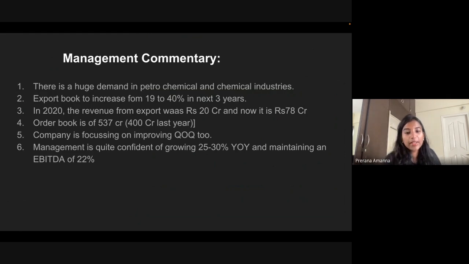So that's one thing. The next is the order book. If you see the order book in March 2023, it is 537 crores. Same time last year, in March 2022, the order book was 400 crores. So even there you're seeing an increase. Now this order book of 537 crores is not going to get executed all in 1 year, right? It will get executed slowly, probably in a year or two.